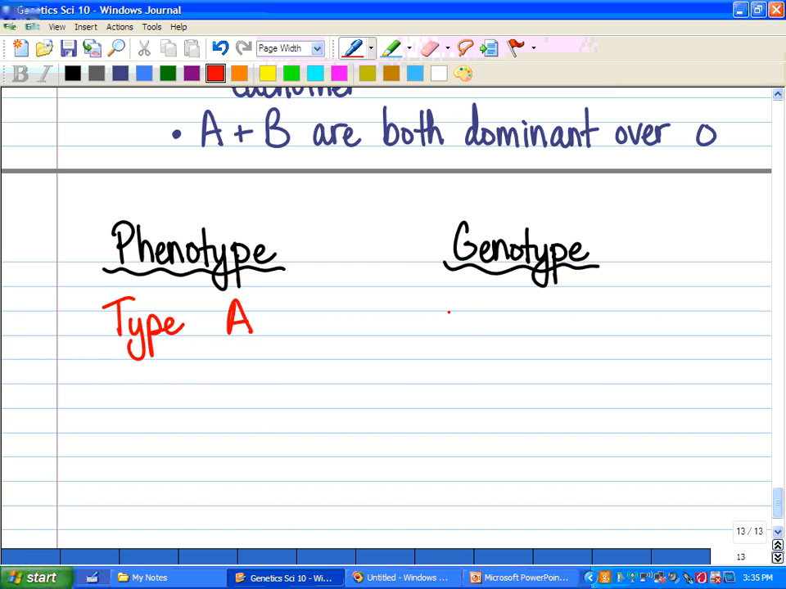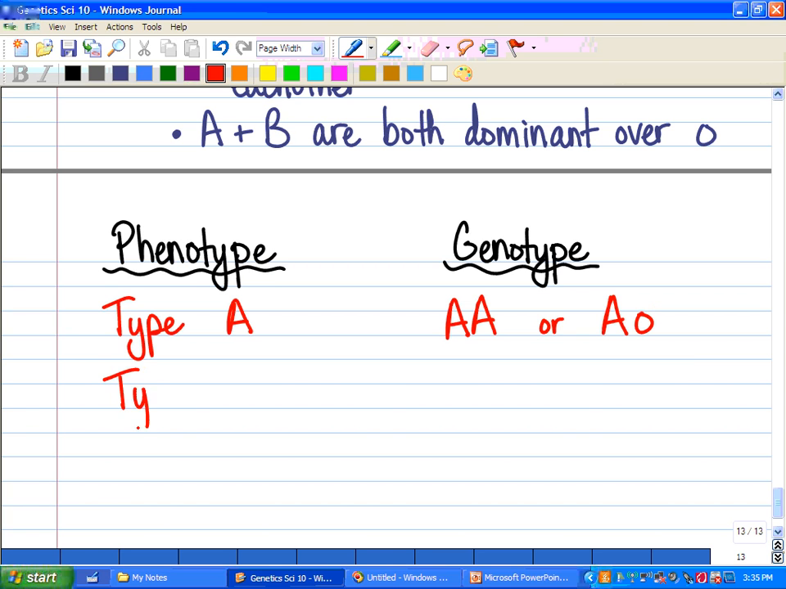So type A blood. You could have the genotype capital A, capital A. So you got a capital A from mom and a capital A from dad. Or you could have gotten a capital A from one parent. Remember, it's dominant over O. So if you have an A and an O, then you're still type A. Because A is codominant with B, but it's completely dominant over O. So that's one blood type.